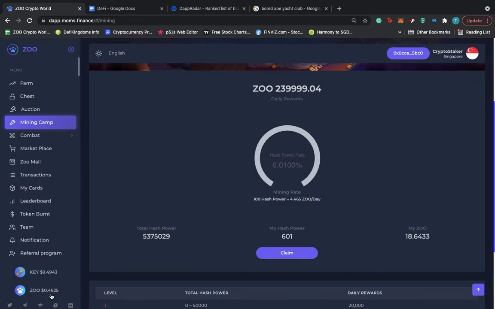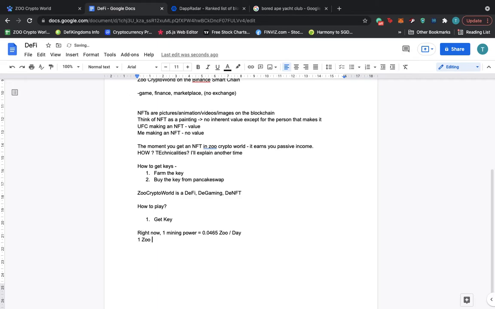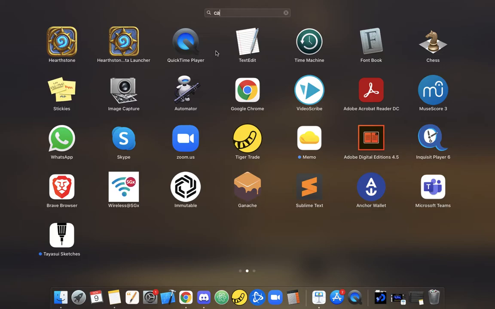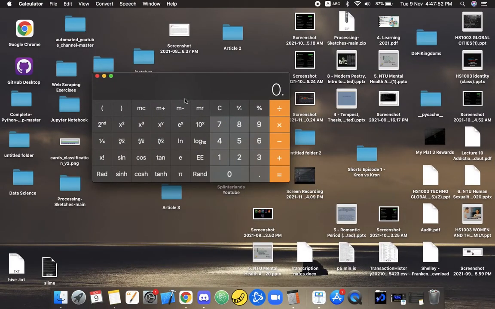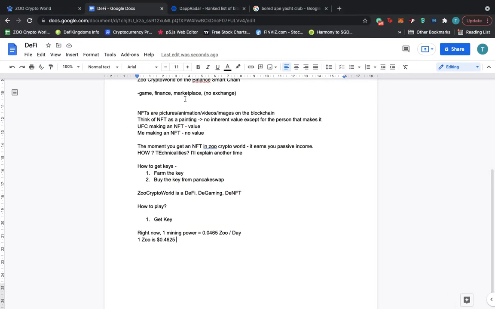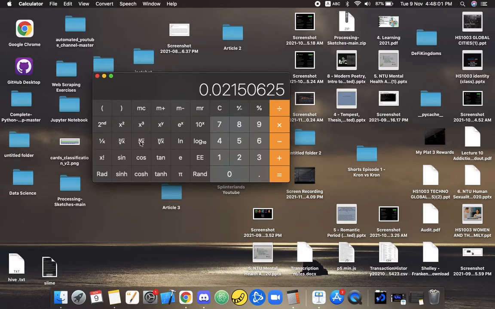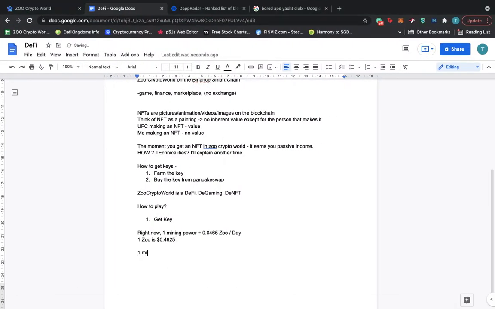So if you think about it, 0.0465 zoo times this amount, 0.4625. So 1 zoo is 0.4625, right? And calculator, 0.4625 times 0.0465, 0.0215. So 1 mining power gets you 2 cents a day. I mean, it's kind of low, right? 1 mining power gets you 2 cents a day, but over time it actually adds up.